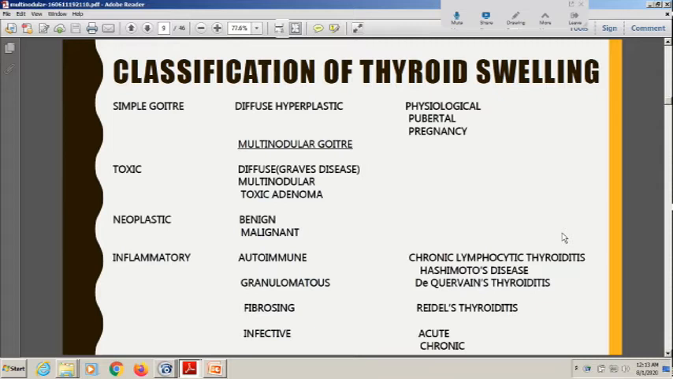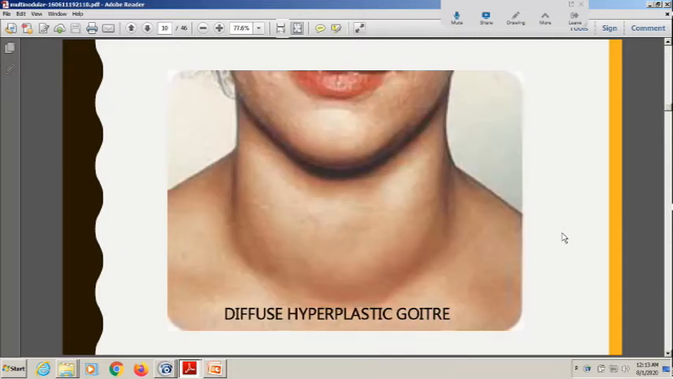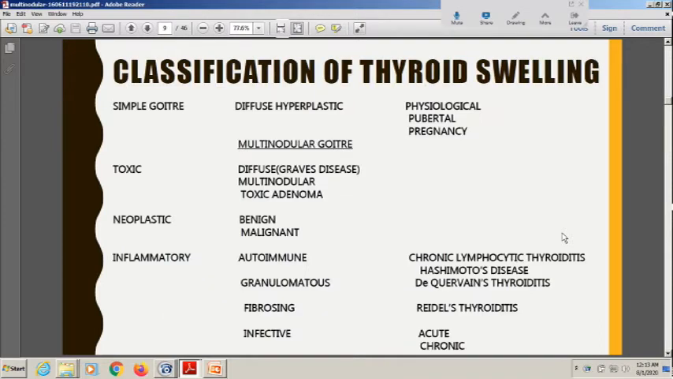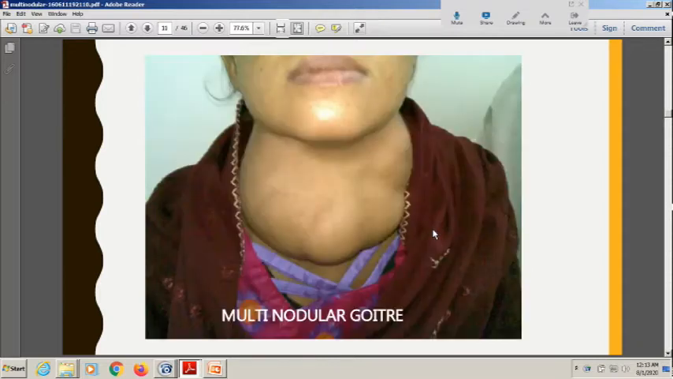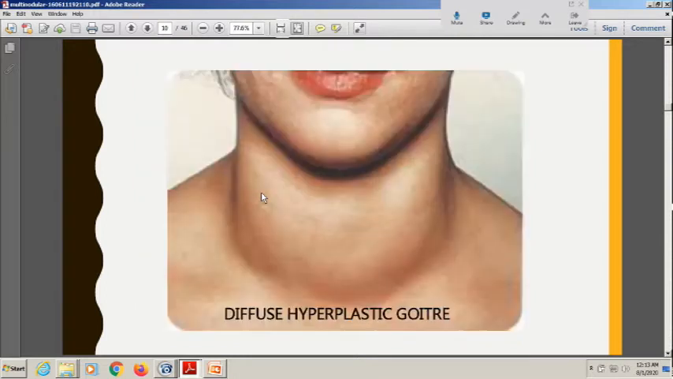Now you can easily see the diffuse hyperplastic goiter in a non-toxic goiter. First is diffuse and then multinodular. You can easily appreciate the diffuse enlargement of the thyroid gland. There are no nodules in this. There is a diffusely enlarged thyroid gland. Now, on the next page, you can easily appreciate the multiple nodules all over the gland. The thyroid gland is also enlarged, and there is formation of multiple nodules. Again, this is a diffuse hyperplastic goiter in which the whole thyroid gland is enlarged. Next, multinodular goiter in which multiple nodules are formed.